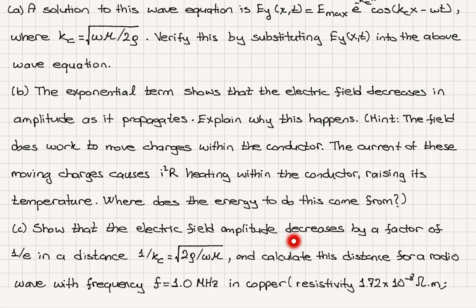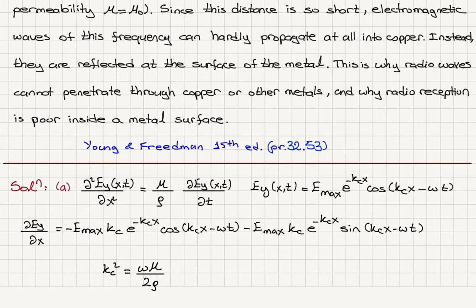Part C: show that the electric field amplitude decreases by a factor of 1 over e in a distance 1 over kc, square root of 2 rho over omega mu, and calculate this distance for a radio wave with frequency 1 megahertz in copper, resistivity 1.72 times 10 to the minus 8 ohm meter, permeability mu equal to mu zero. Since this distance is so short, electromagnetic waves of this frequency can hardly propagate at all into copper. Instead, they are reflected at the surface of the metal. This is why radio waves cannot penetrate through copper or other metals, and why radio reception is poor inside a metal surface.